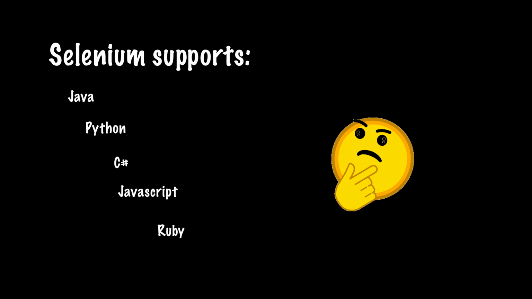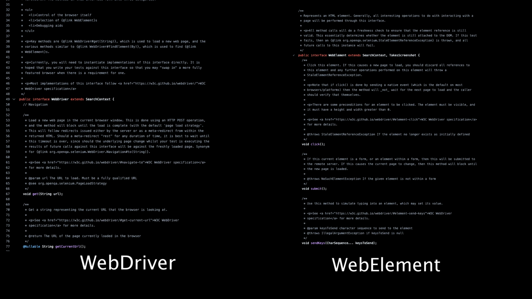Now, here is something interesting. If Selenium supports Java, Python, C#, JavaScript, Ruby, and several other languages, was Selenium written in all those languages? Not really. At its core, Selenium is primarily a Java project. Most of the core Selenium implementations are written in Java. So, how does Selenium work with Python, JavaScript, or C#? The answer is language binding.